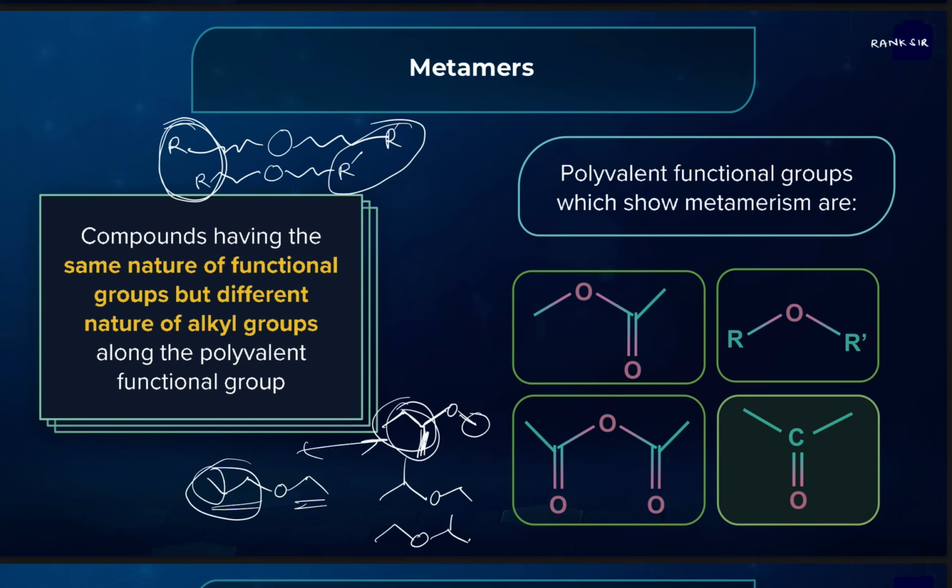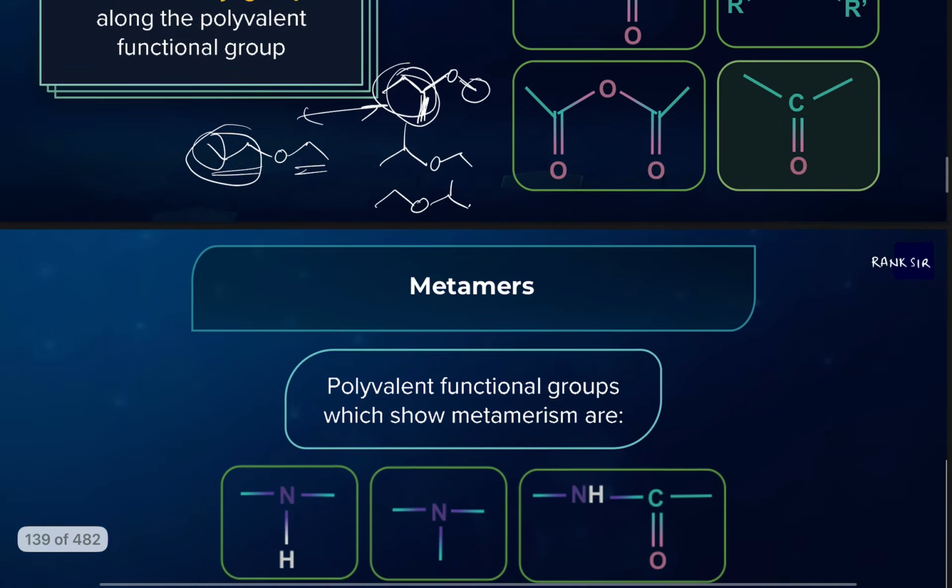Keep in mind, metamers mean both sides of a polyvalent functional group, the alkyl group should be different. Either side of the polyvalent functional group must be different. That is called metamers. So now these are the polyvalent, left to right different alkyl groups required. These are different alkyl groups. This side different alkyl group. This is a polyvalent functional group. So these are different alkyl groups. If this is present, then it shows metamers.